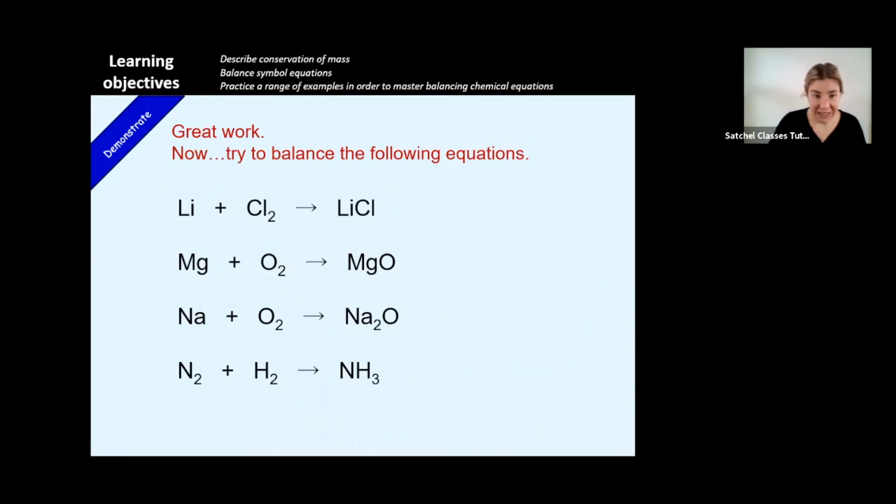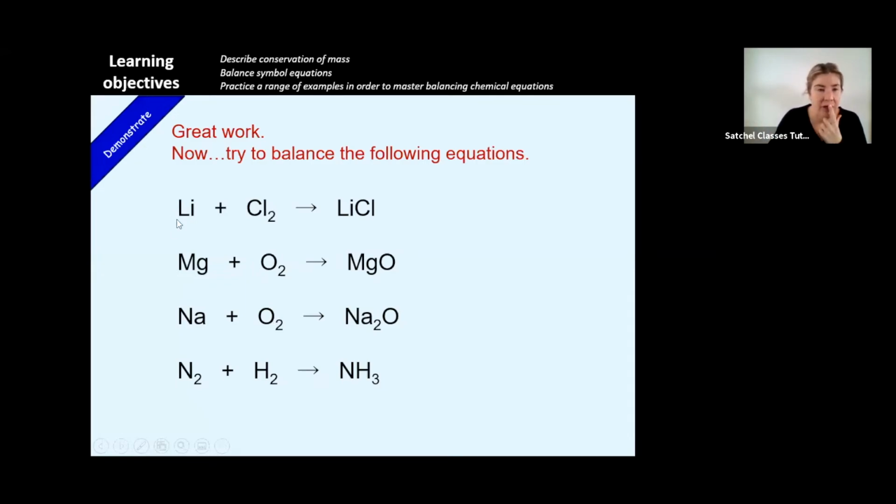So what I'm going to suggest again is that you pause this video and have a go at balancing. Remember what I said in terms of you cannot change the small numbers, the subscript numbers, but you can change the big numbers in front. You can change the multipliers. And actually you can have a play around. So if you get it wrong, say if I was to just straight away put a 4 in front of this lithium, I don't know why, I'm just going to put a 4. That's okay. You can have a play around.